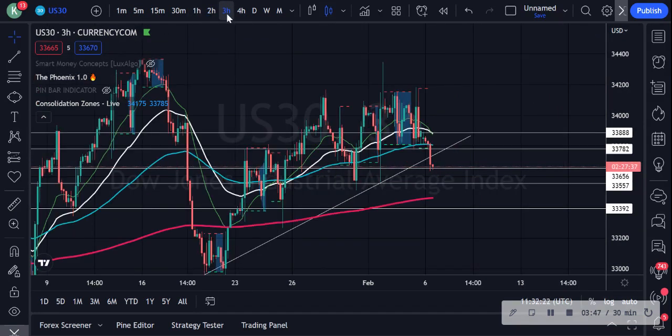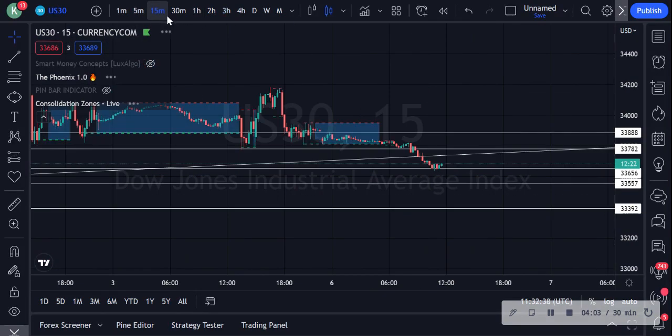But obviously, you guys already know how I trade. If I'm looking for sells in any time frame, I need my 200 moving average to be above the candles, and then all my other moving averages lining up below them. All right. So I'm going to drop down to 15.